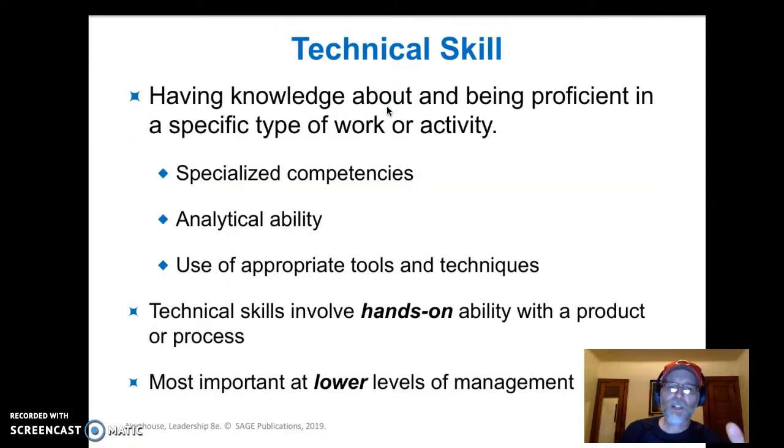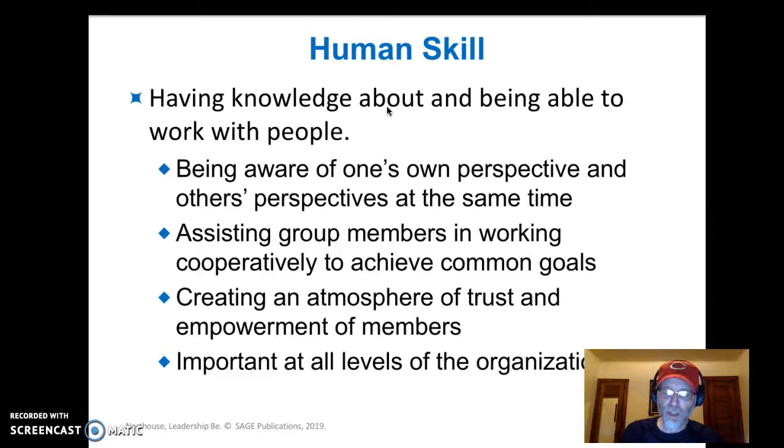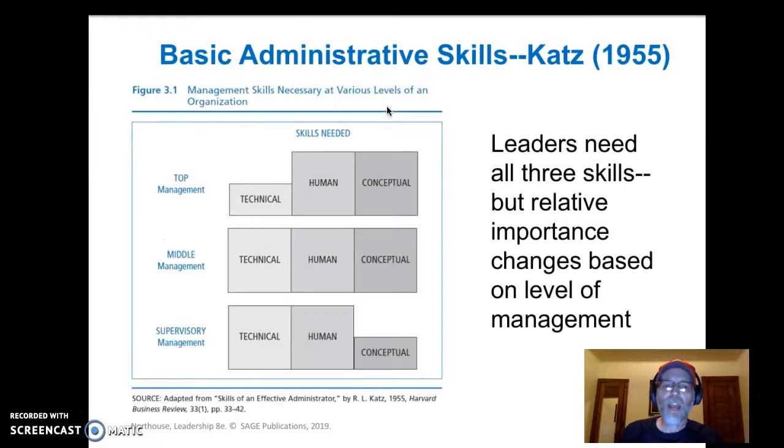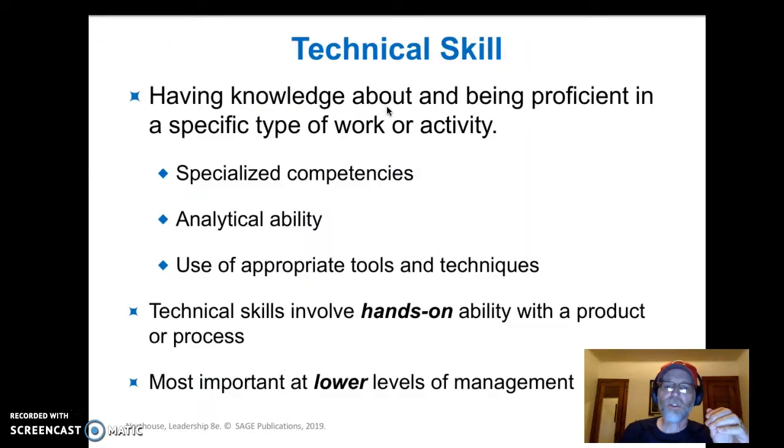Technical skills, as it says, are hands-on: process, technology, analytical abilities, specific competencies, tools, machines. Human skills, obviously, are people skills. And conceptual skills are the mental work of shaping the organization, its policies, its vision, its mission, its strategic plan. What Katz found is that effective leadership had all 3 of those skills at various levels.